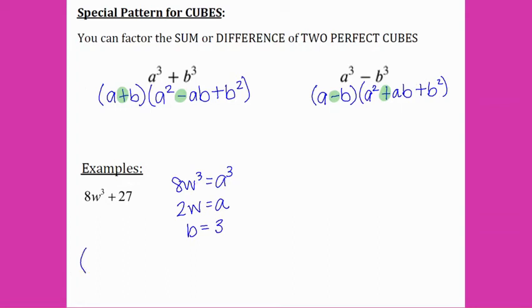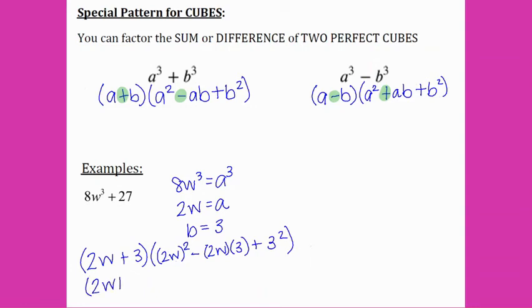So let's follow our pattern. We'd have 2w plus 3 times 2w squared minus 2w times 3 plus 3 squared. So now we've got a lot going on in this second parentheses. Let's simplify.